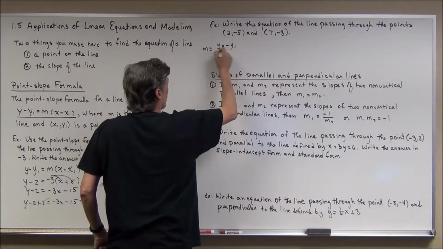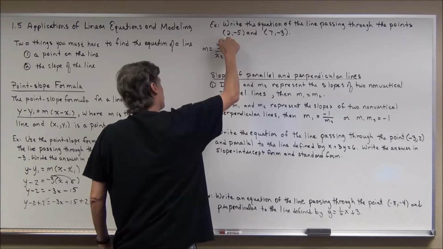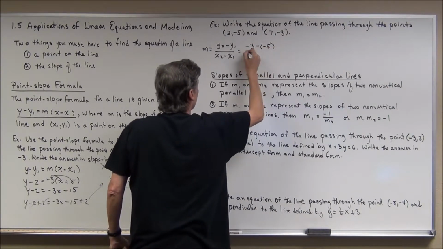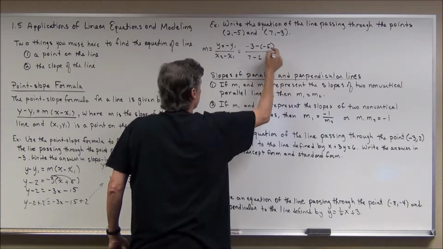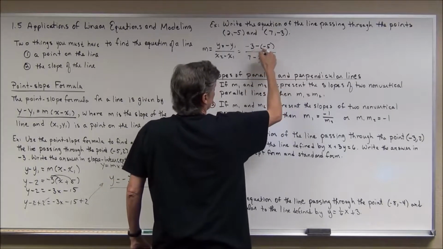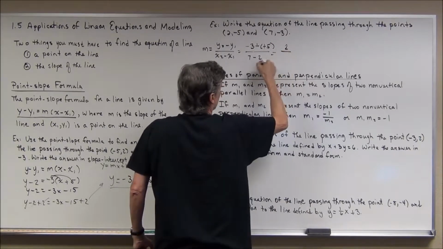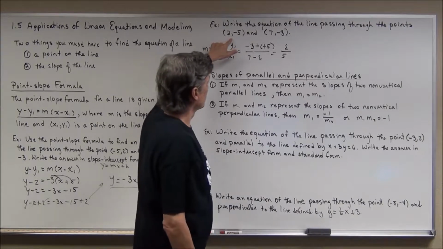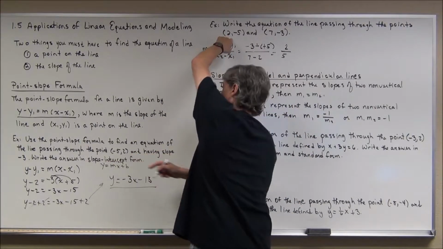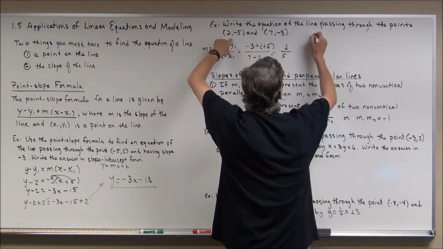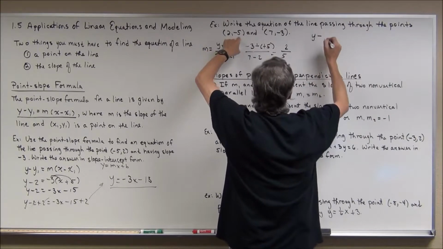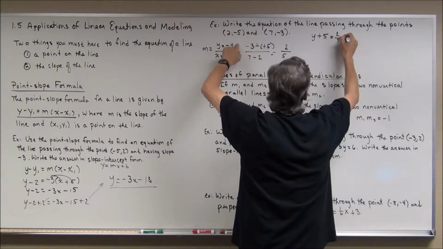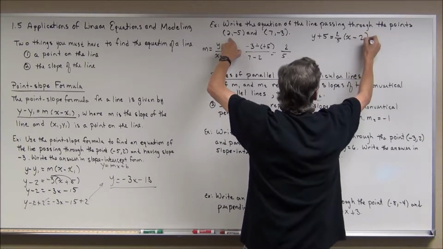y sub 2 minus y sub 1 all over x sub 2 minus x sub 1. So if I call this x1, y1, x2, y2, I would get -3 minus a -5 all over 7 minus 2. So that's going to be -3 minus a -5, +2 all over 5. My slope is 2/5. I can take either point, it doesn't matter which. I'll just take the first one here, and I'll plug into point-slope form. So I have y minus a -5, which is plus 5, is equal to my slope 2/5 times the quantity x minus 2. And I can stop right there.